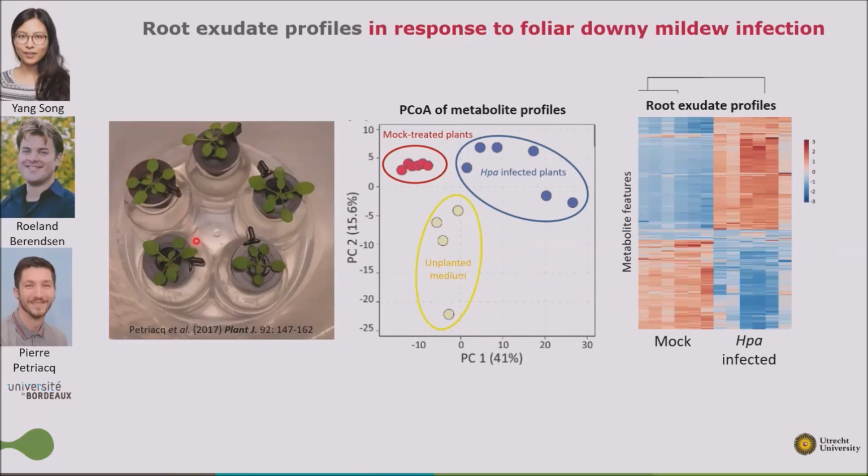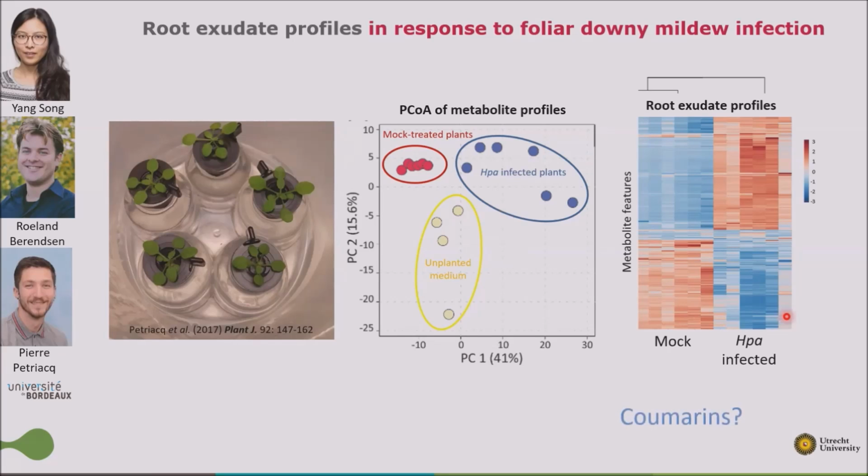So Young set up a system in which she grew the plants, and then she infected them or not, and they are growing in a hydroponic system where we can collect the root exudates. If you then analyze the root exudates, you see that the root exudates of the mock-treated plants, here in red, are very different from the metabolite profiles of the downy mildew pathogen infected plants. Here you see nicely the root exudate metabolite profiles. It's very different in the mock-treated plants in comparison to the downy mildew pathogen infected plants.